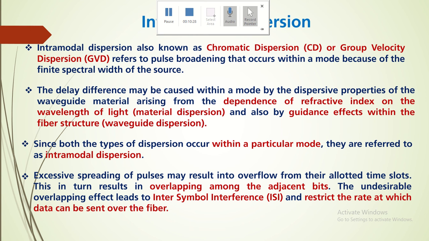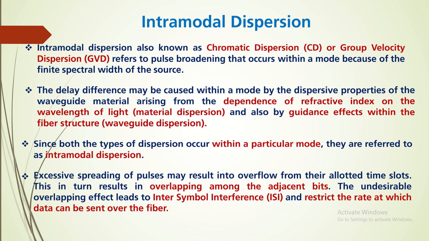So I will stop here. In today's class we have discussed what dispersion is, what factors cause dispersion in your optical fiber, and what the effects of dispersion are. That comes under what ISI is and what bandwidth is, and we have seen the types of dispersion, what intramodal dispersion and intermodal dispersion are. Just the introduction to intramodal dispersion has been covered. In the next class we will see the types of intramodal dispersion in detail.